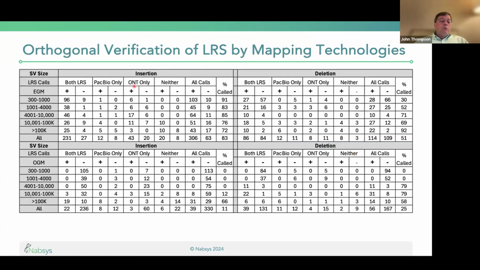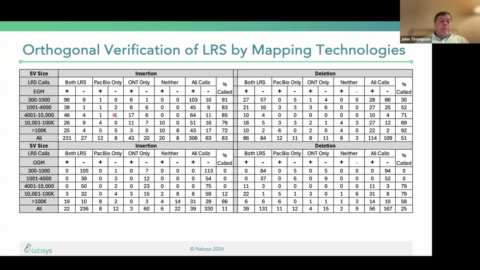Then the question is, well, how often do these agree? So if you look at the calls for insertions where PacBio and ONT agree, that was 105 of them. So out of the 105 that the 2 long read technologies agreed upon, OGM found 96 of them, did not see 9, etc. So if you get down to the whole size range, OGM found 231 and missed 27.